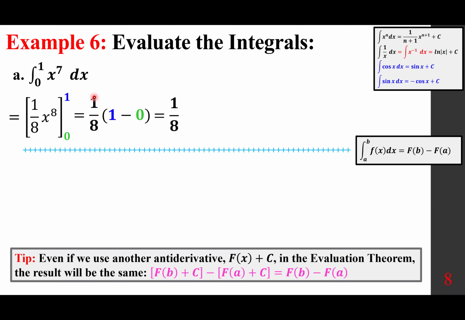The tip is, and this is important, even if we use another antiderivative, that means we add a constant here, capital F of x plus c. In the evaluation theorem, the result will be the same, because capital F of b plus c minus capital F of a plus c is still capital F of b minus capital F of a.